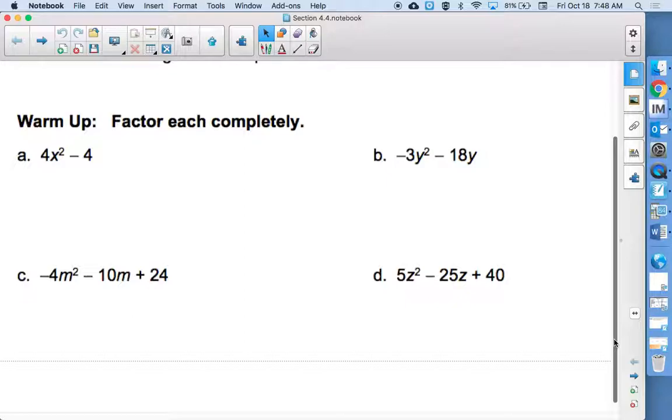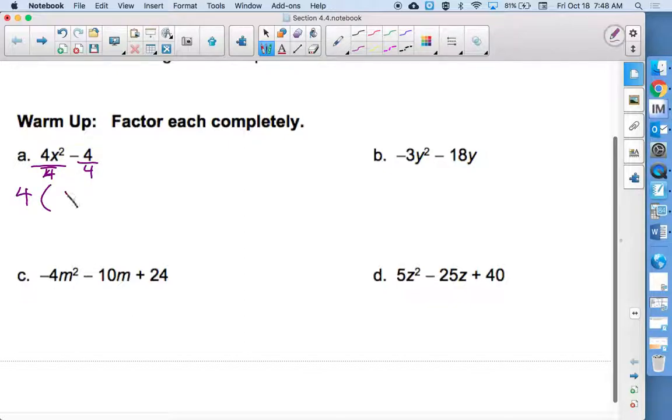So with letter A, 4x squared minus 4, what would you do to start factoring then? Chris? Yeah, divide it by 4. And if we divide by 4, we end up with x squared minus 1. So GCF, when they have something in common, you take that out. That's a way of factoring. You place it outside, you put parentheses around it.